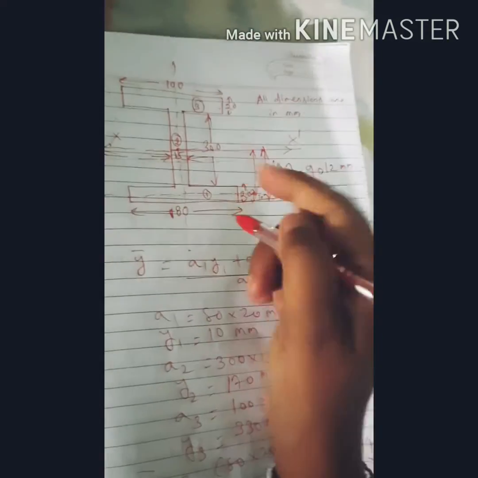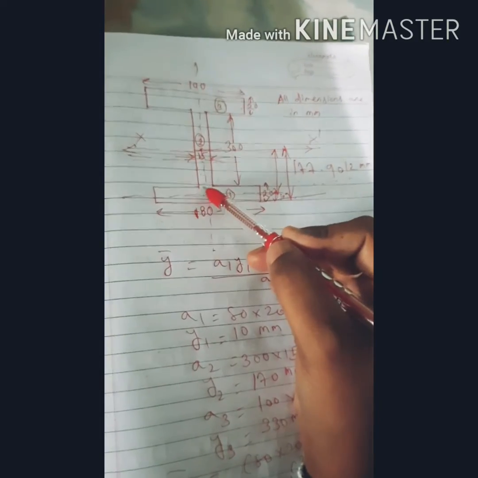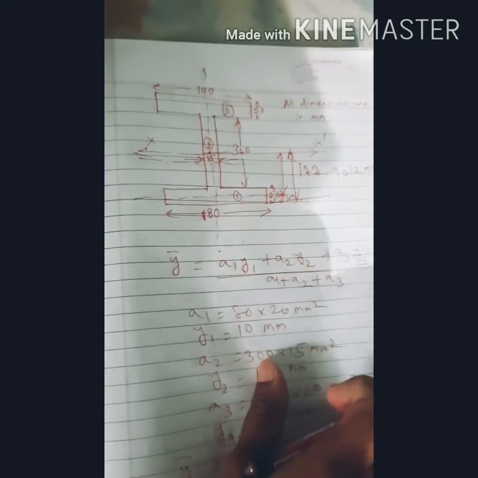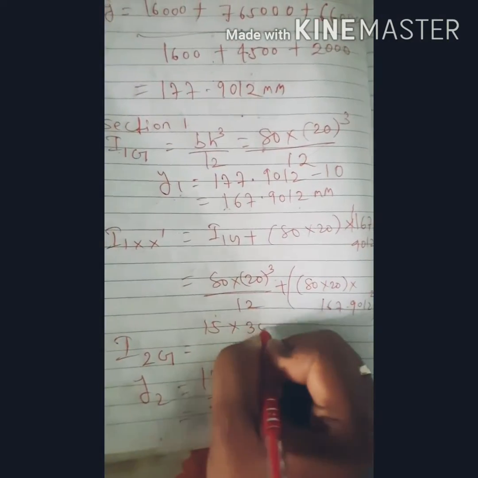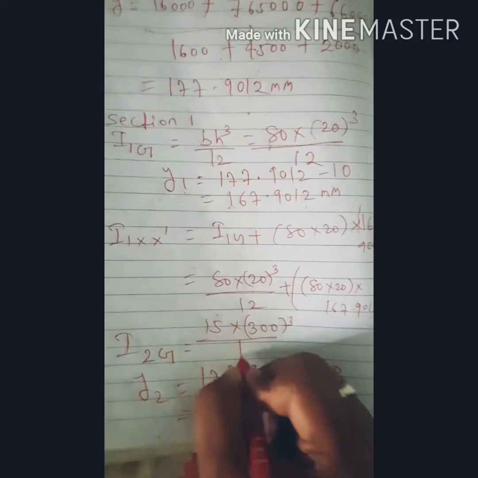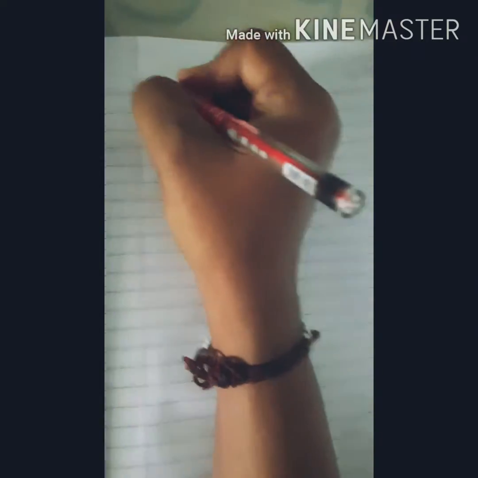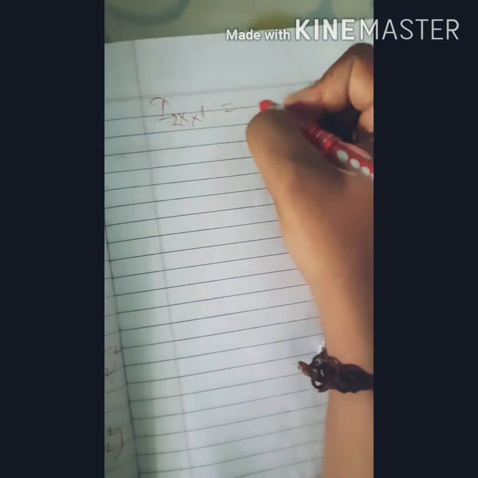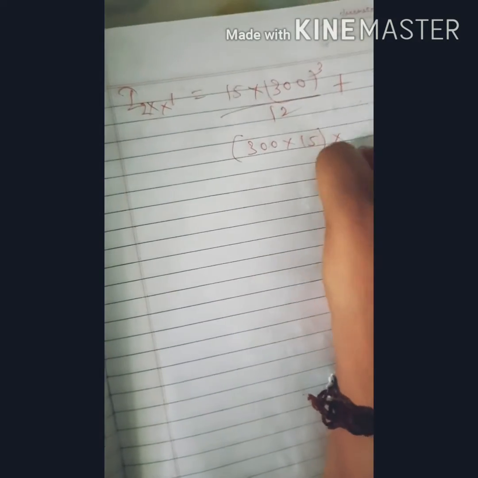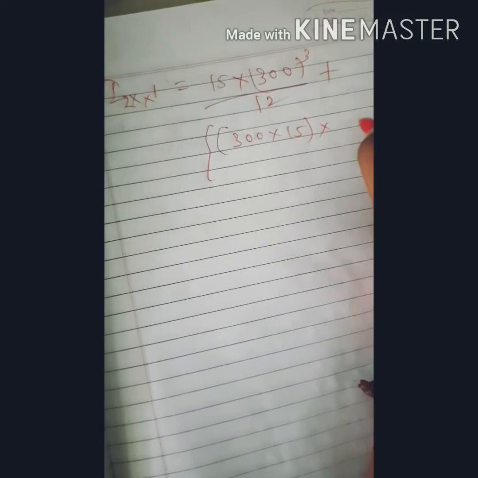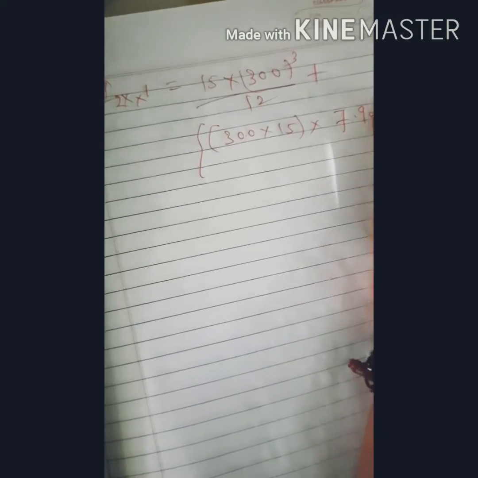I2g is bh cube by 12, that is 15 into 300 whole cube divided by 12. So we'll put it in the formula and find I2 about the x-axis using the parallel axis theorem: 15 into 300 whole cube divided by 12 plus the area of this section, 300 into 15, into the distance between the two parallel axes squared, 7.9012 square.